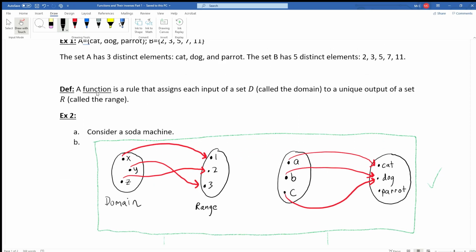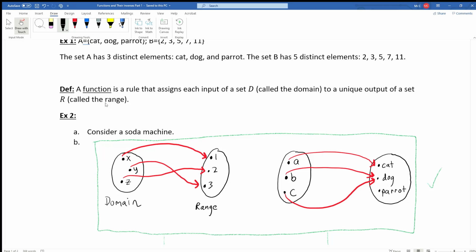All right, so definition. A function is a rule that assigns each input of a set D, called the domain, to a unique output of a set R, called the range. So we'll look at 2 examples. First, you should consider a soda machine. Right? So all a function says is for each input there is just one output. So like a soda machine, if you hit a button, you should know what you're going to get.